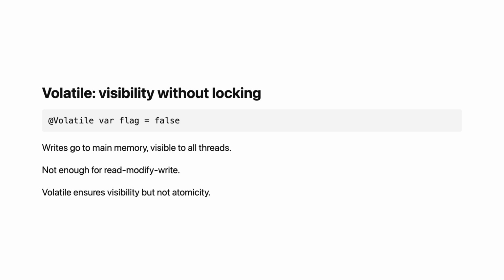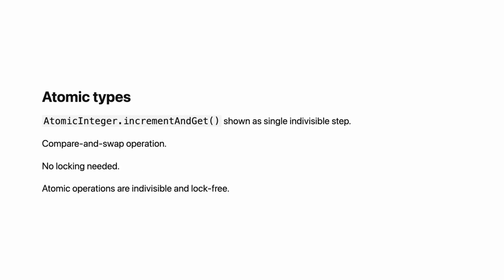Volatile is not enough for count++. That is read-modify-write, not atomic. Use atomic types instead. Atomic operations complete in one indivisible step. AtomicInteger provides atomic increment. counter.increment and get. AtomicReference provides atomic object updates. Atomics use special CPU instructions. No locking needed. Very fast.